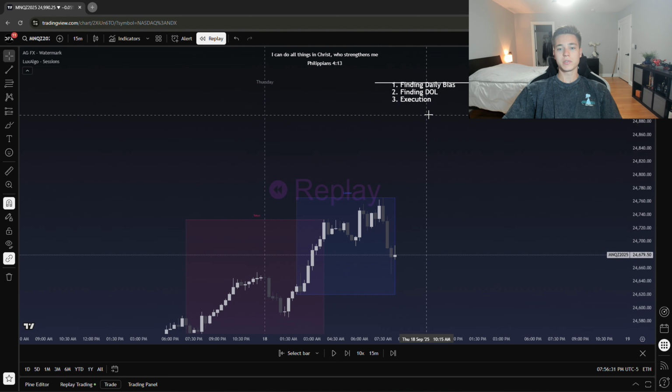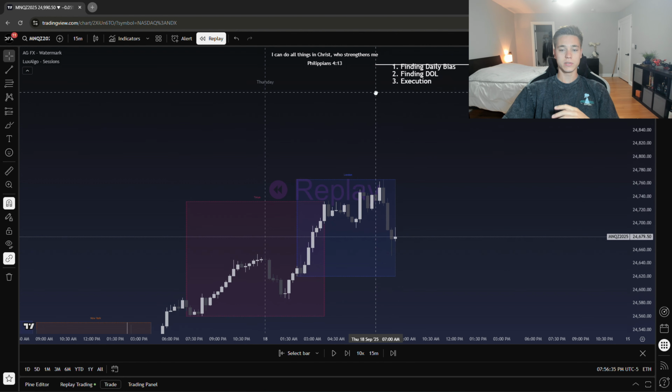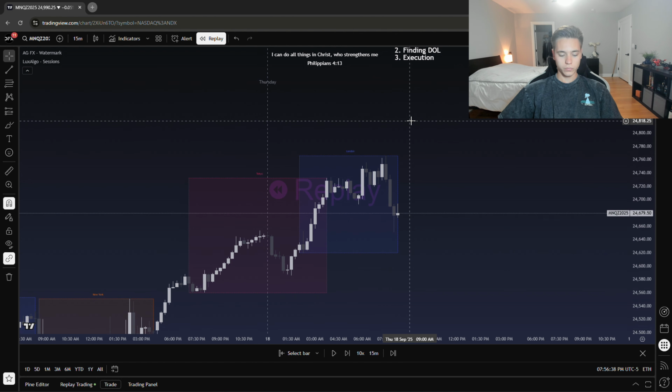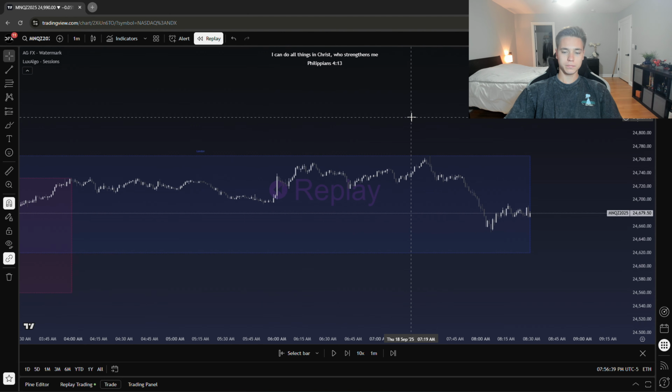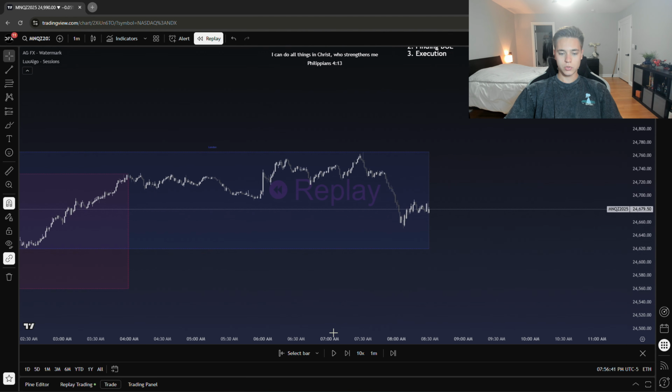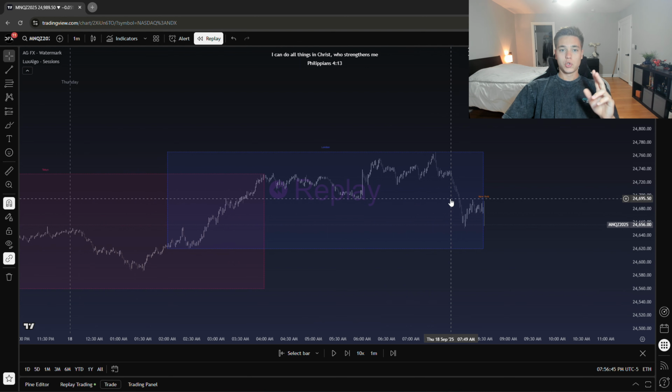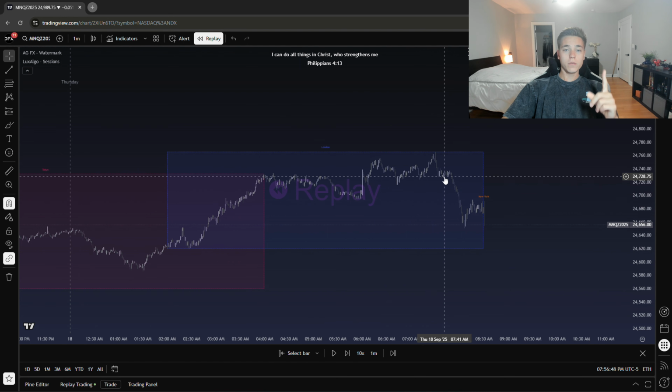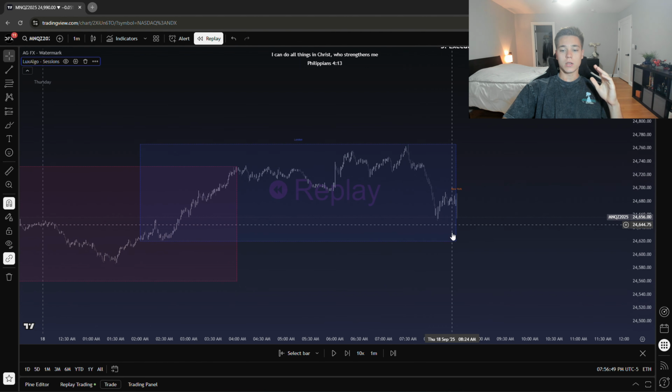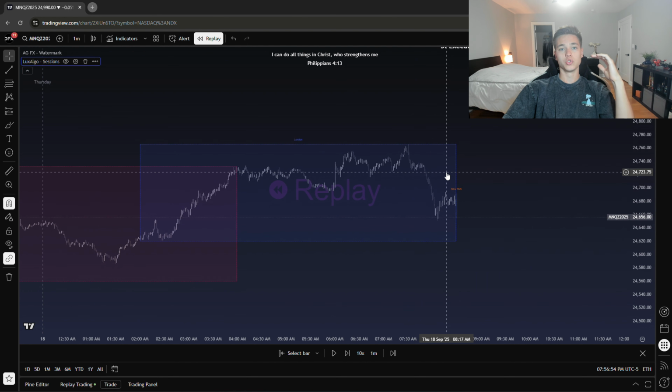Now the second step is going to be finding the draw on liquidity. This is exactly what I look for every single time before I enter a trade. So let's go on the 1-minute time frame, and let's go to New York Open. Okay, boom. So I have 2 main draws on liquidity. One of them is going to be the sweep, and then the other one is going to be the actual draw. So the first one, like I said, is going to be the sweep.